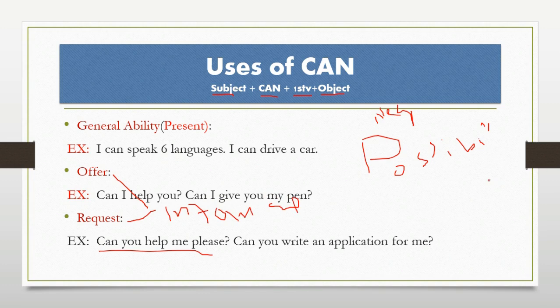Okay, how does it use for possibility? For example, smoking can cause cancer, or smoking can cause lung cancer, or driving at a high speed can cause accidents. So it means can is used for possibility.